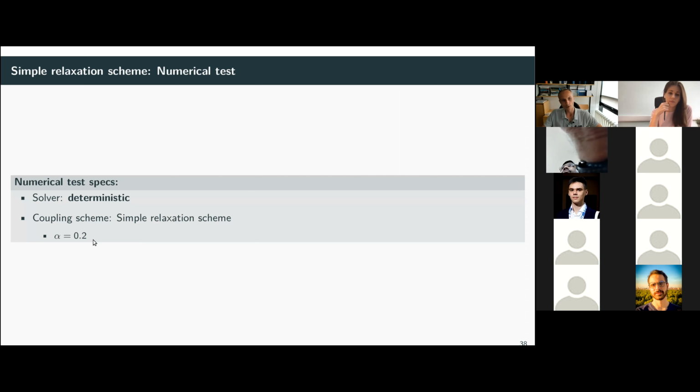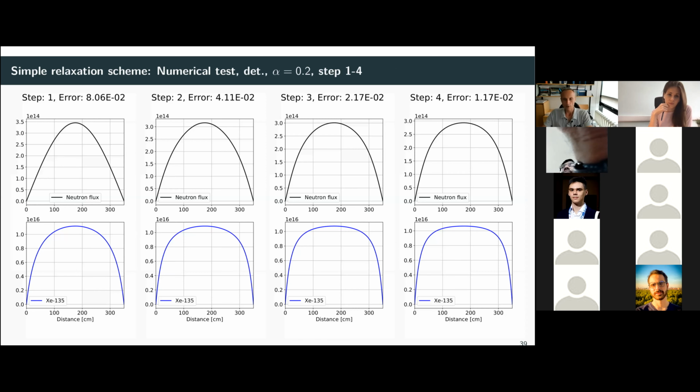Let's try to lower the step size to 0.2. That may help to stabilize the iteration. So here we have the deterministic solution that seems to be stable here. And I simulated only 100 steps. It seemed to be stable.